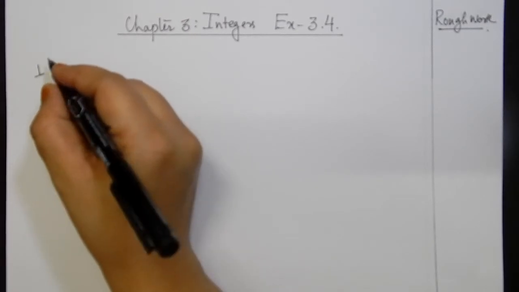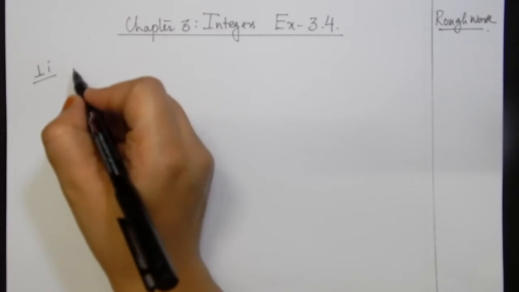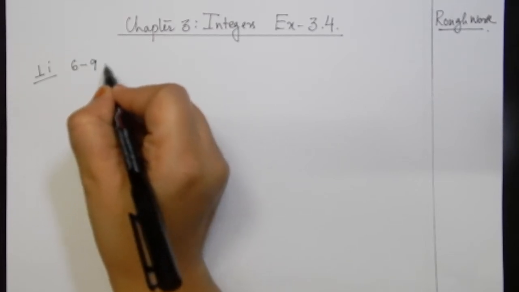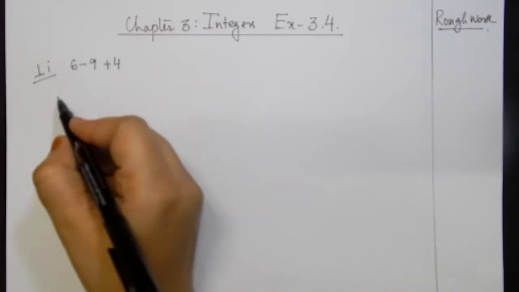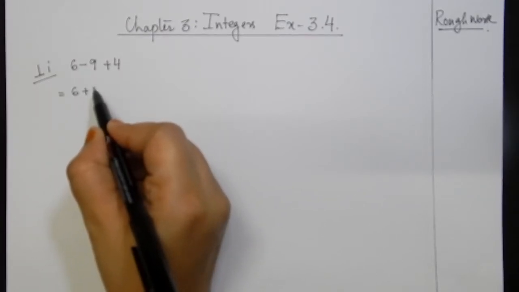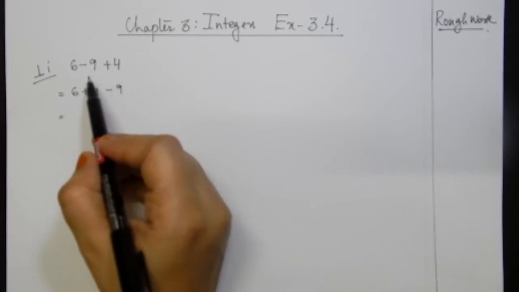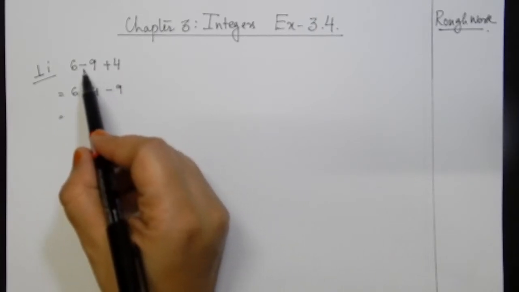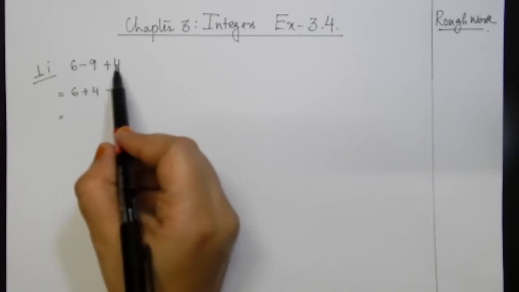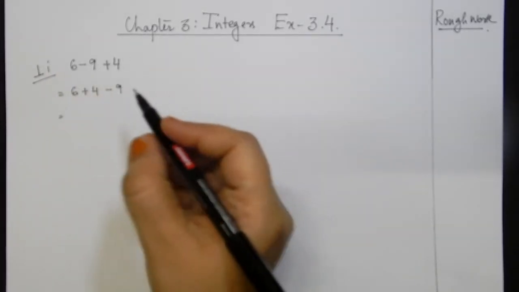1 subpart 1 is just find the value of 6 minus 9 plus 4. So what we are going to do is, in this case, we are going to write all the positive numbers first and then the negative numbers. And how do we know which is negative and which is positive? The sign that is there before that number is the sign of that number. So 9 is negative, 4 is positive, 6 is positive because nothing is given, that means positive.